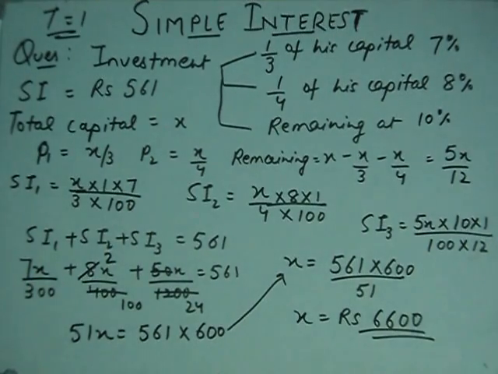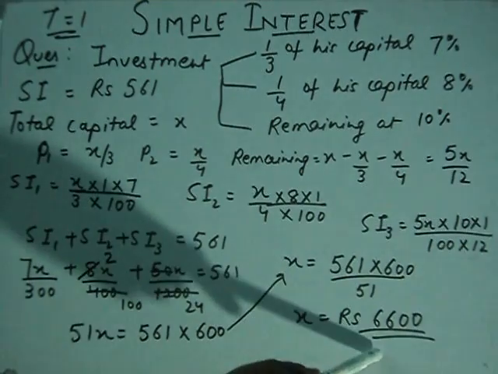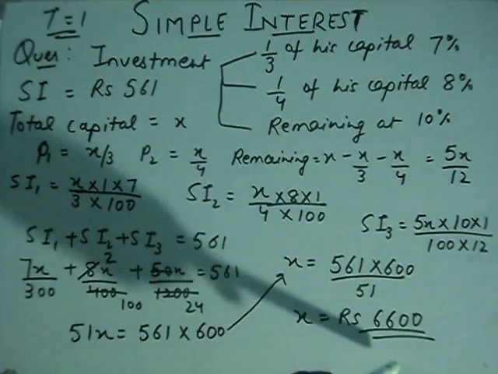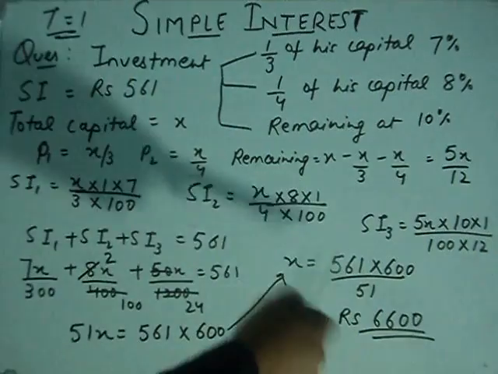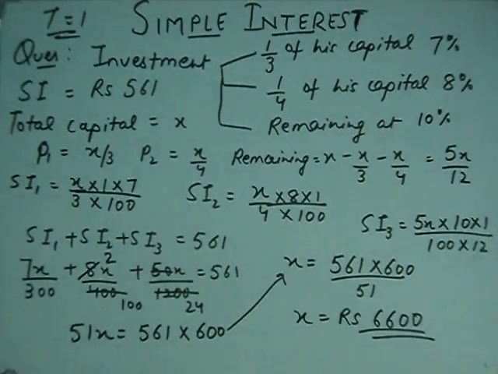X is the capital which is initially invested at different interest rates, like 1 by 3 of this is at 7%, 1 by 4 of this at 8%, and the remaining is at 10%. So x is our initial capital. That's all about the simple interest question. I hope these examples help you to some extent and help you clear your doubts related to simple interest.